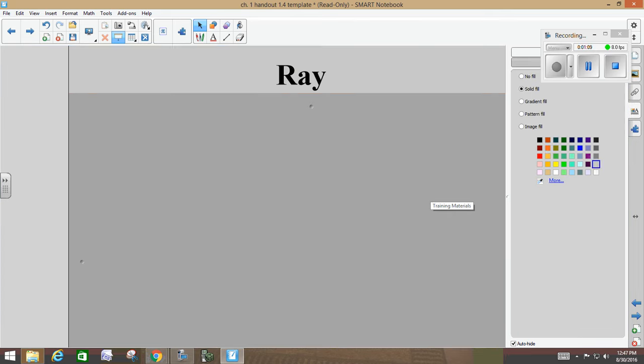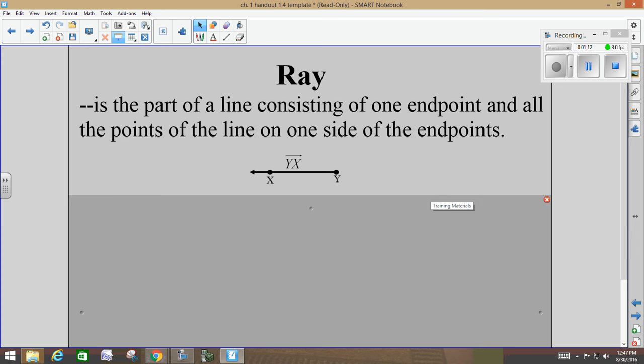Next part of a line is a ray. A ray is part of a line which has one endpoint, and then it goes on forever in some direction. A ray, part of a line with one endpoint, and then it goes on forever in some direction.